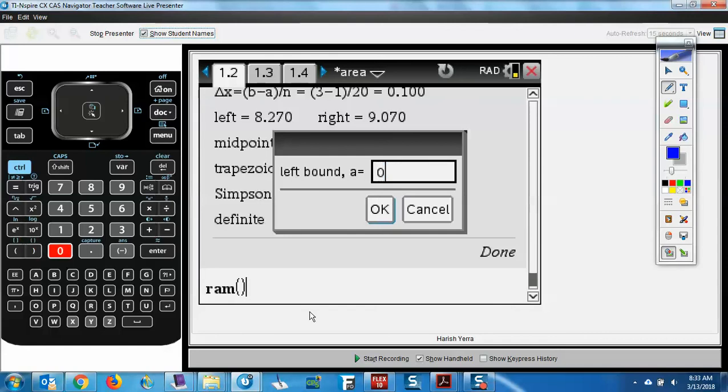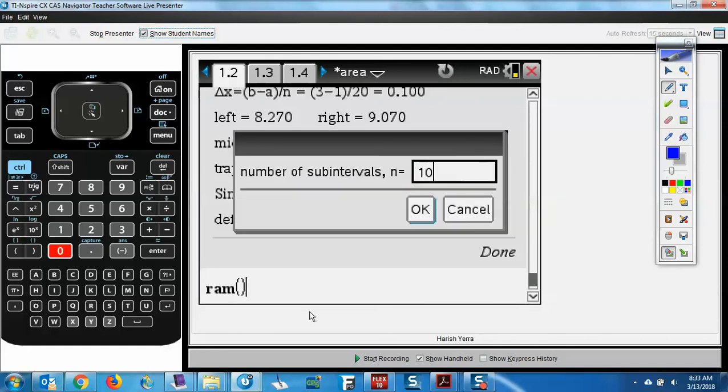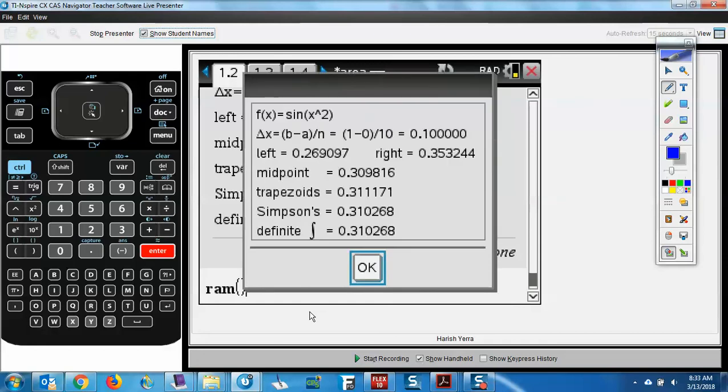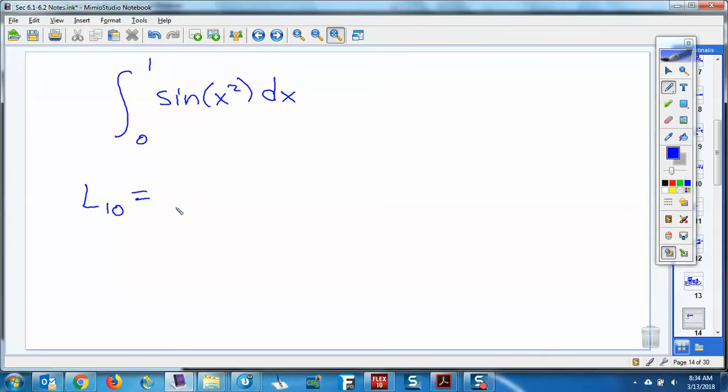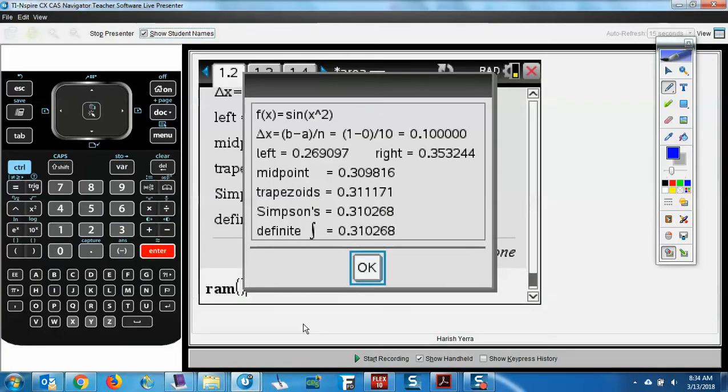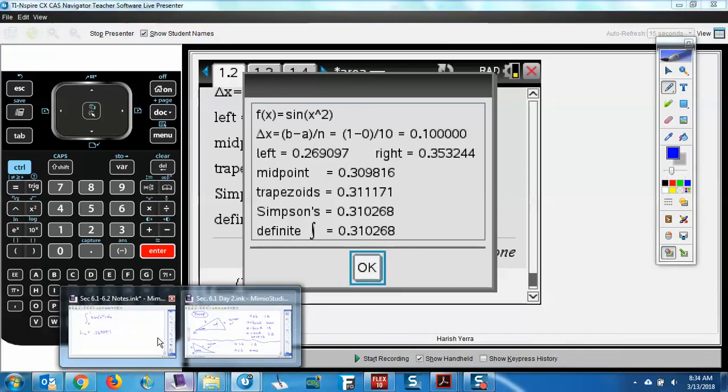Zero to 1, 10 subdivisions. Okay, so there's our left, 0.269097. Is that right? Did I do that right? 0.269097. Okay, and the actual is 0.310268.